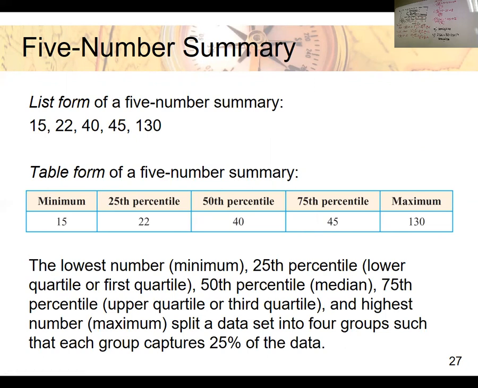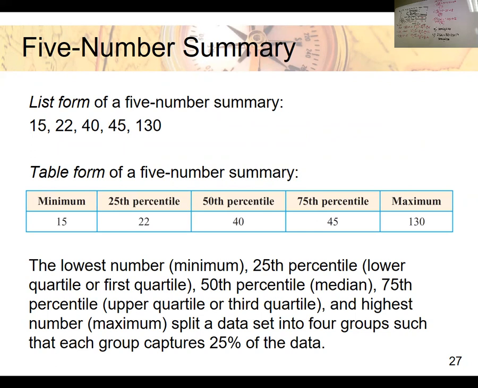And of course, the lowest number is the minimum, and the 25th percentile is called the lower quartile or the first quartile. What that does is separate the data values so that 25% of the data values are less than 22 in this case, and the remaining 75% are greater than or equal to 22.